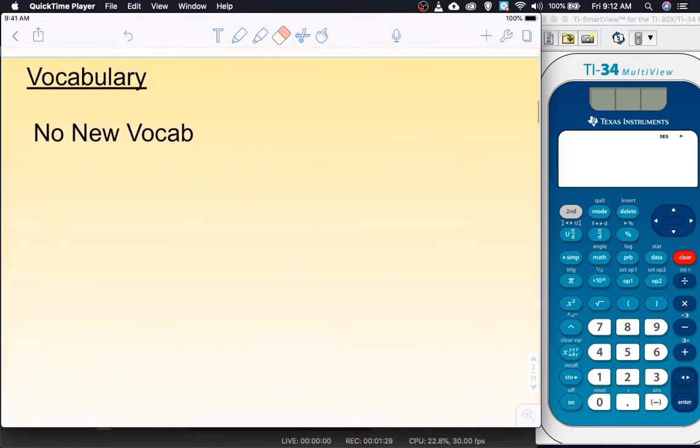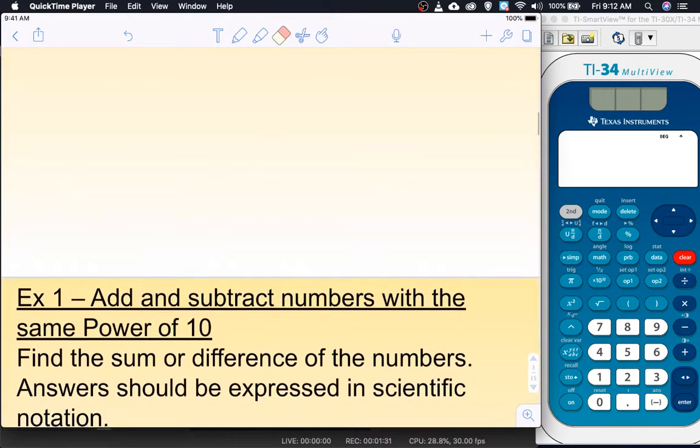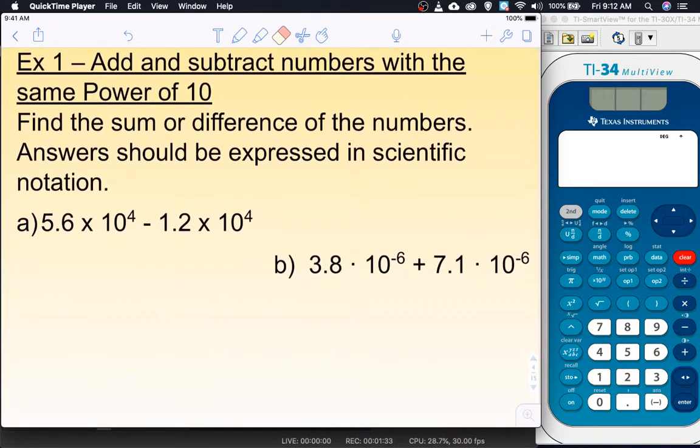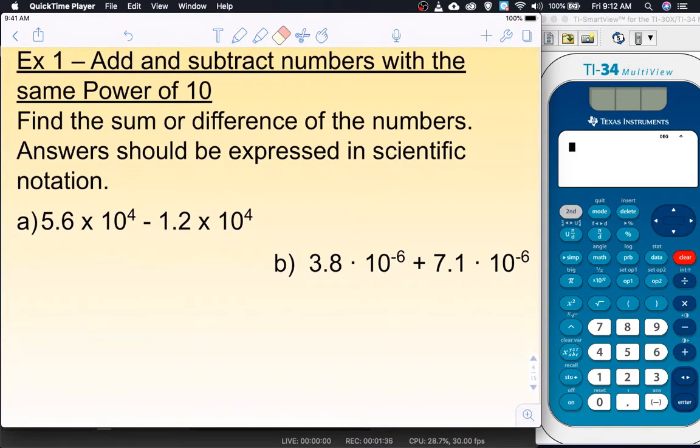There is no new vocabulary here. Sweet. Move it on. So we are going to learn how to add and subtract numbers in scientific notation.